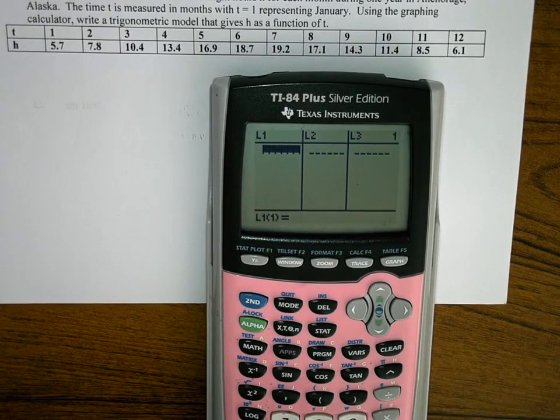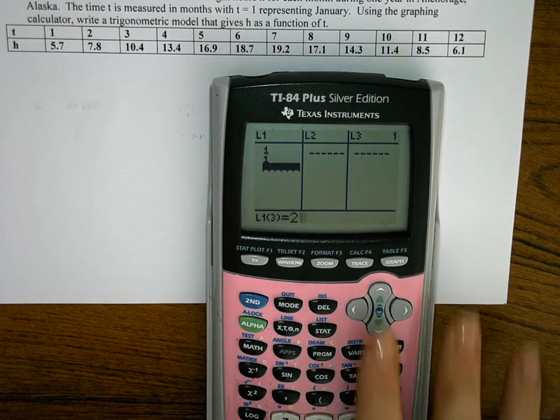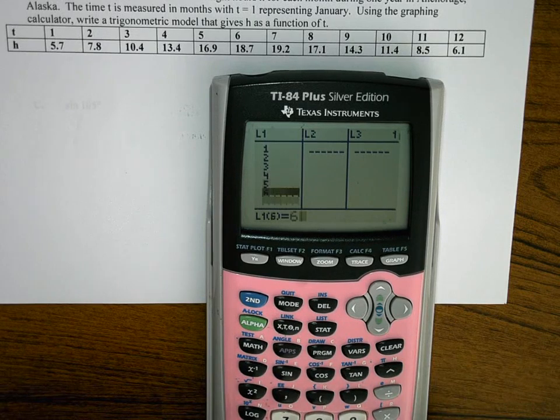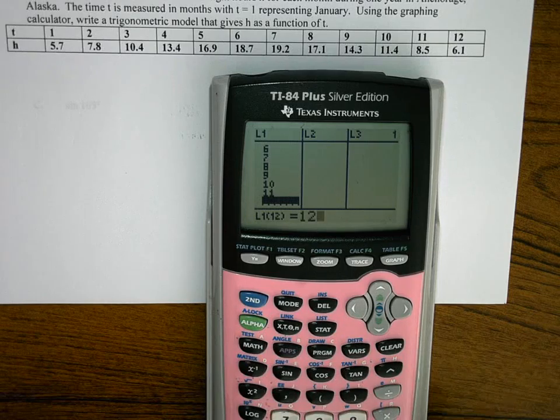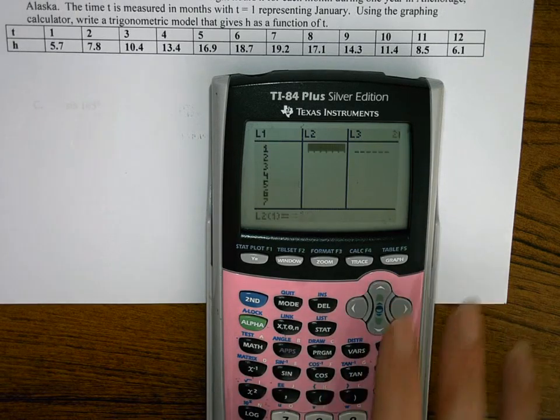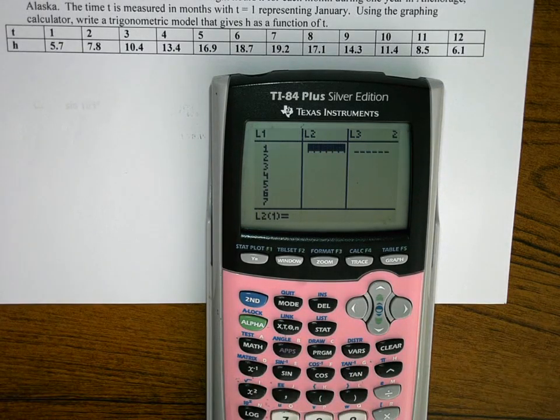Now, what are we going to be choosing for our L1? The T, the months. So we're going to put in 1 through 12. See, there aren't 13 months. Whoops. All right. What's going in L2? H. Going to be my hours of sunlight.